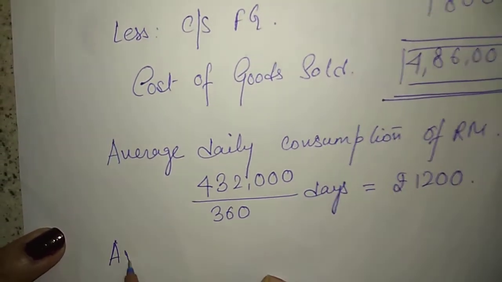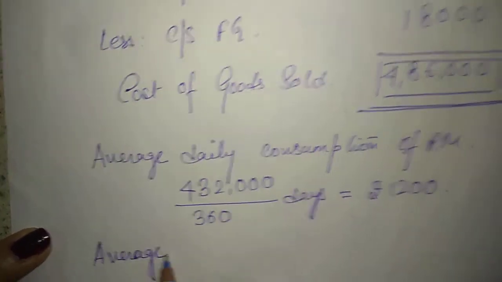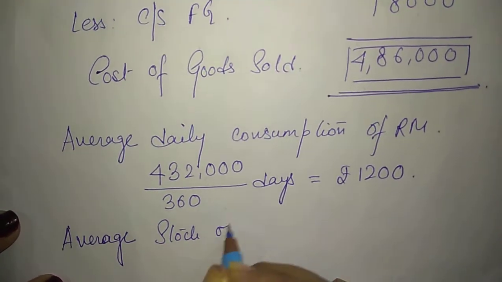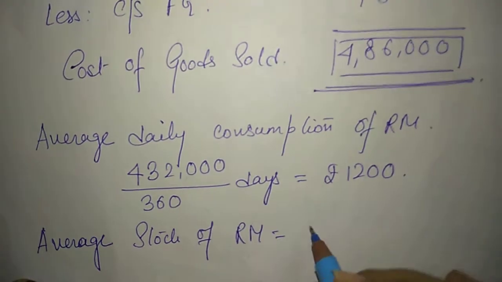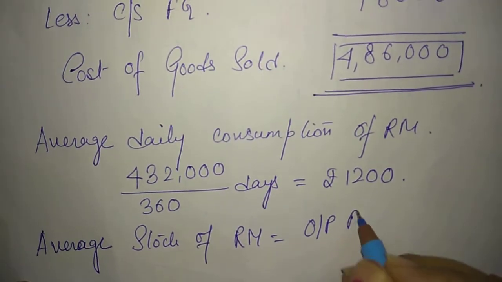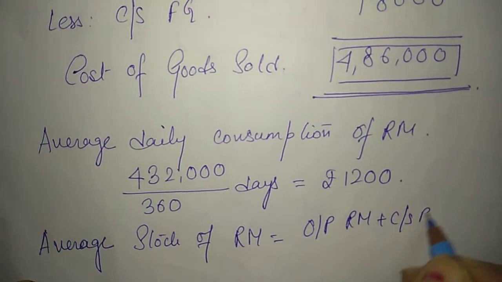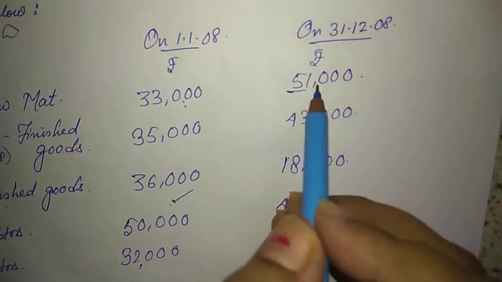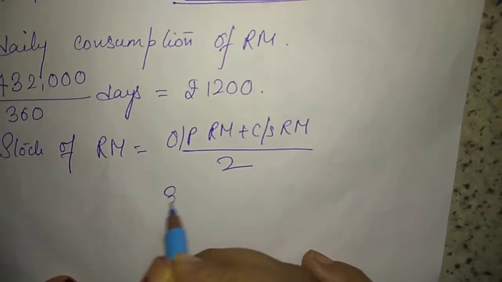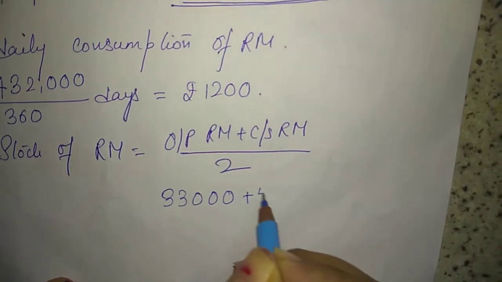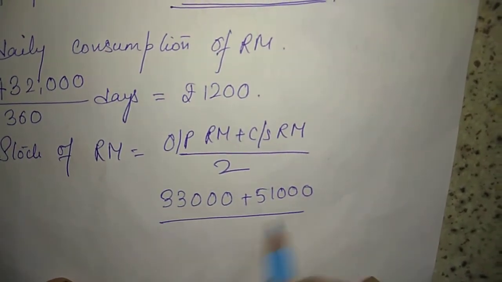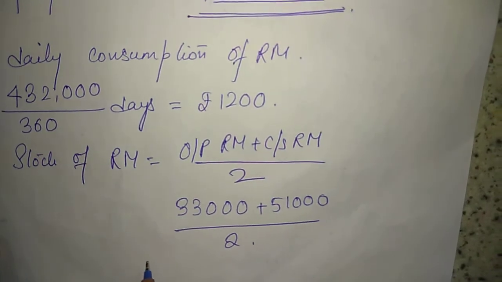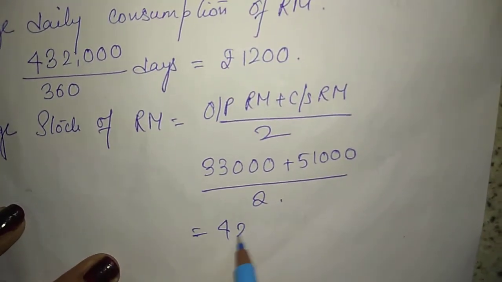And the next thing that I need to find out is the average stock of raw material. Average stock of raw material means opening raw material plus closing raw material divided by 2. That is 33,000 plus 51,000 divided by 2. And it is coming to how much? It is coming to 42,000.